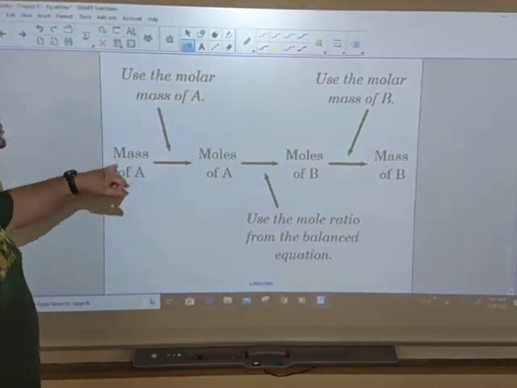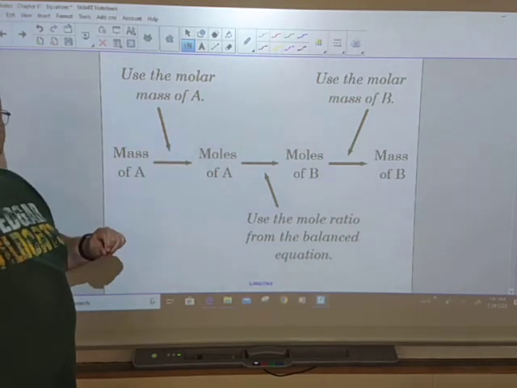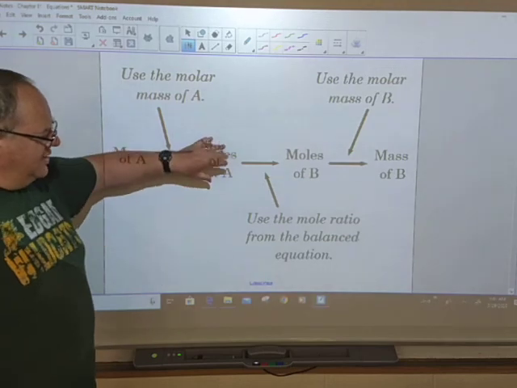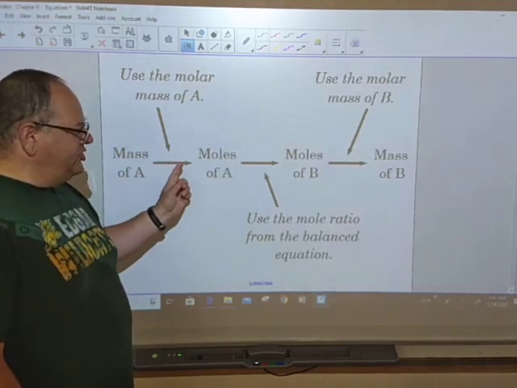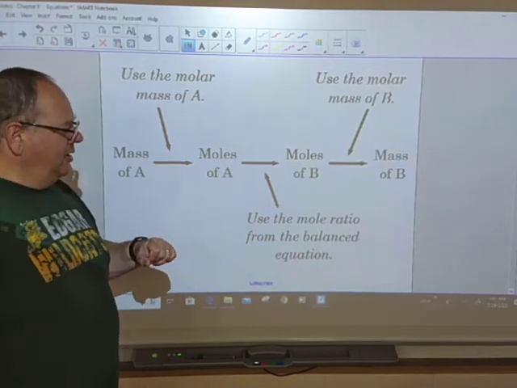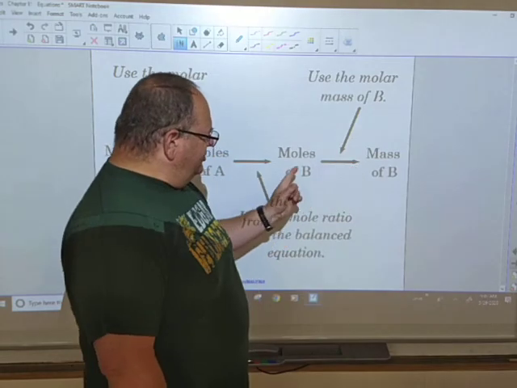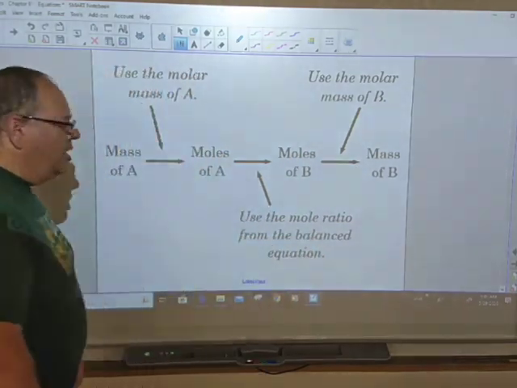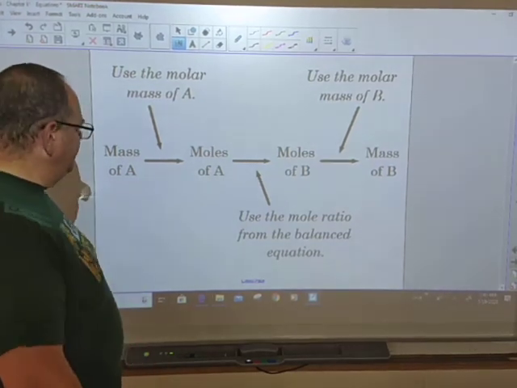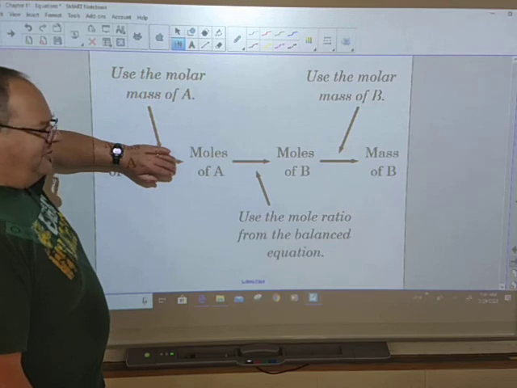So if I have a mass of A, I want to convert that to moles of A. Once I'm in moles, then I can use the mole ratio from the balanced equation to convert to moles of B. And then if I'm in moles of B, I could use the molar mass of B to go back to mass. Okay? What if, instead of starting out with the mass of A, I started with the moles of A? Well, then you can just skip that step.